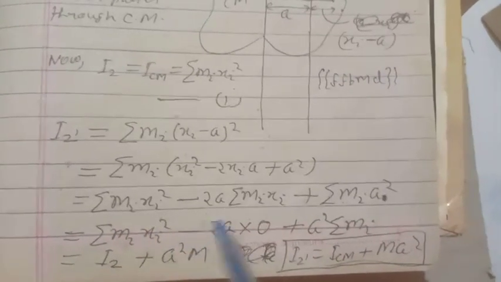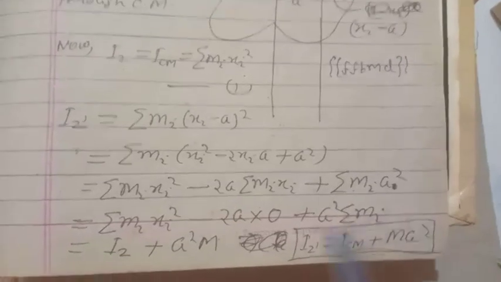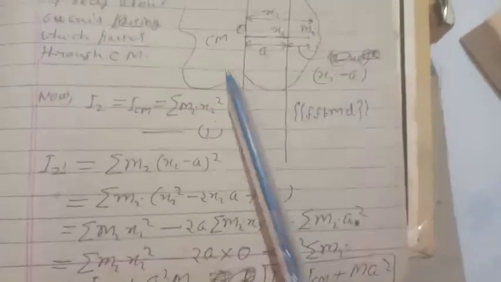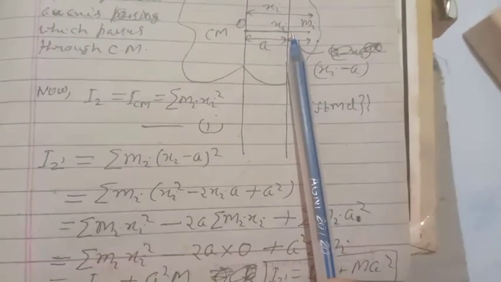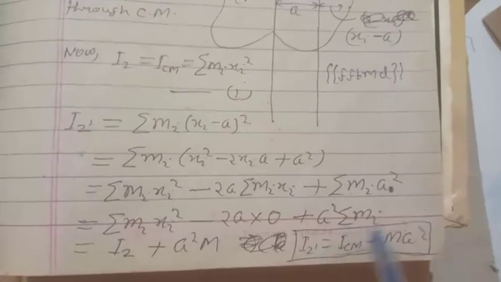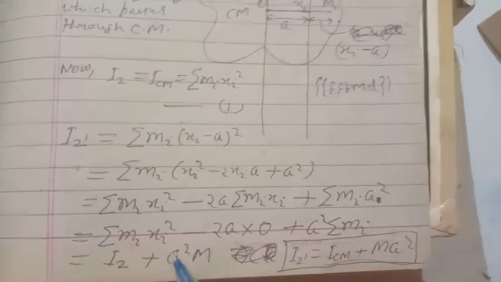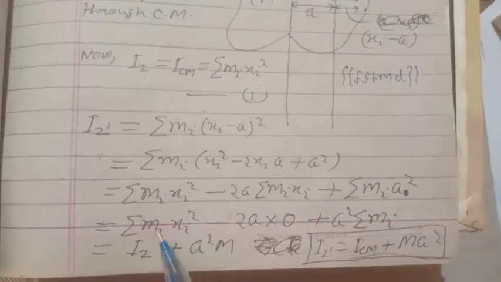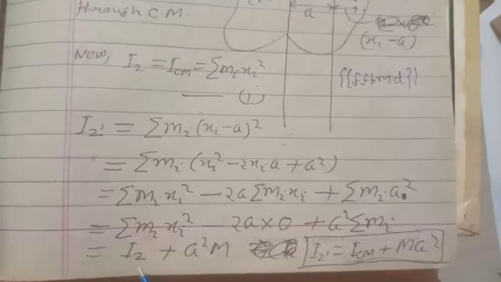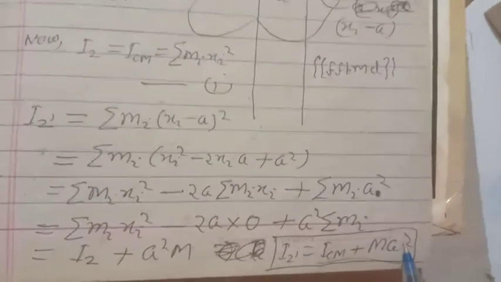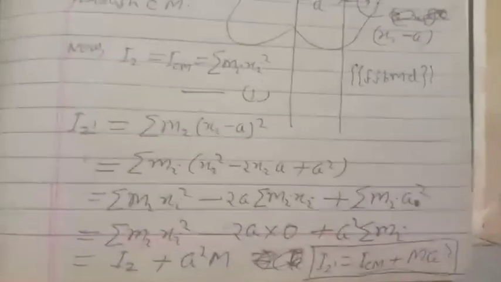This equals sigma mi xi square minus 2a into sigma mi xi plus sigma mi a square, which equals sigma mi xi square minus 2a into 0, because this term will be 0: if we take one distance on this side, there is another distance on the other side, and this gives 0, plus a square into sigma mi. Now sigma mi xi square represents the moment of inertia of the particles about z, so the summation gives the moment of inertia of the whole body about the z axis, so it is Iz. And sigma mi gives the whole mass of the body, so a square into M. Thus Iz dash equals ICM plus M a square. This is the parallel axis theorem.